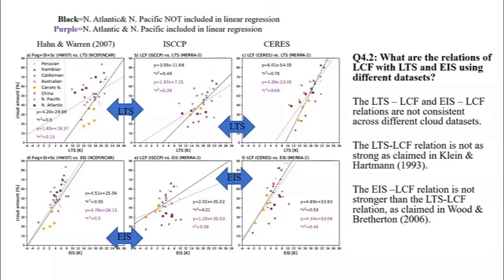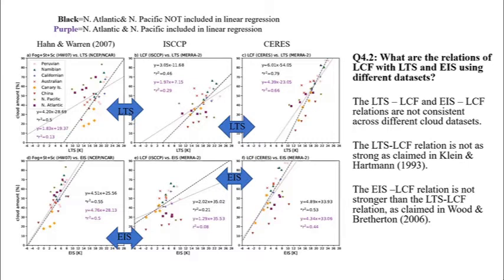In the top row, we show cloud amount versus LTS, the lower tropospheric stability. Bottom row, cloud amount versus EIS, the other parameter. And we use 3 cloud data sets. First, Hahn and Warren, which is based on ship measurements throughout the years. It's a climatology. And then we use 2 other satellite products, ISCCP and CERES satellite data.